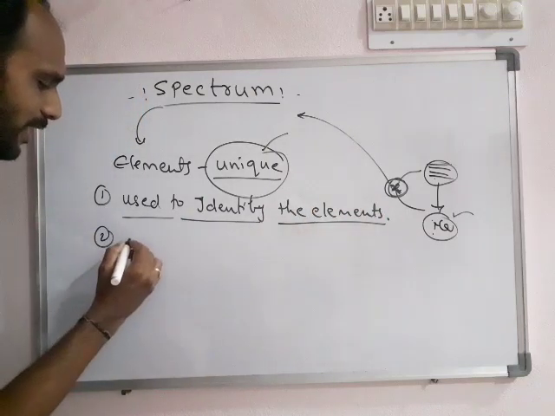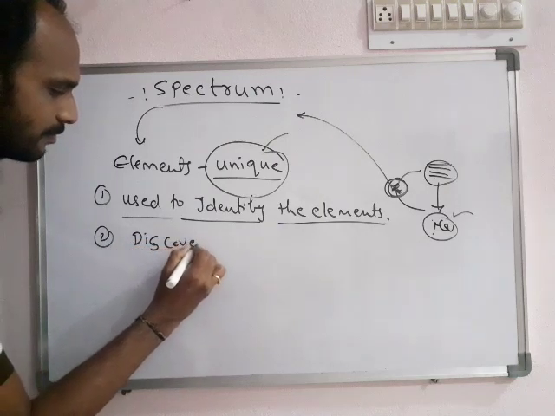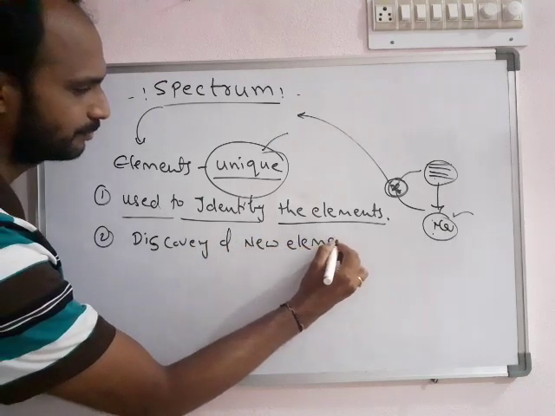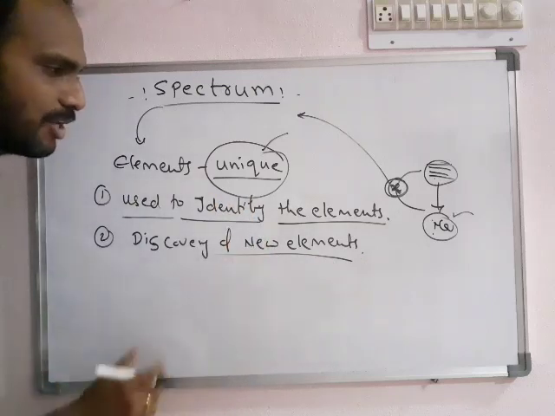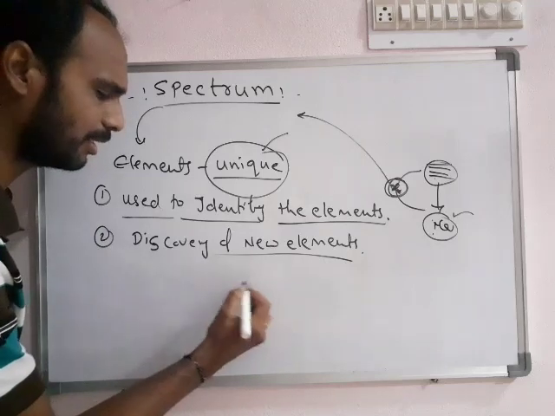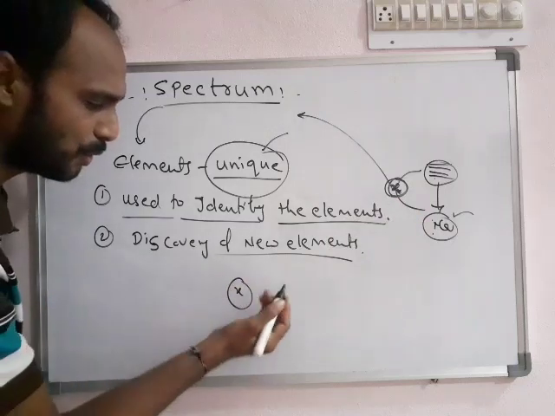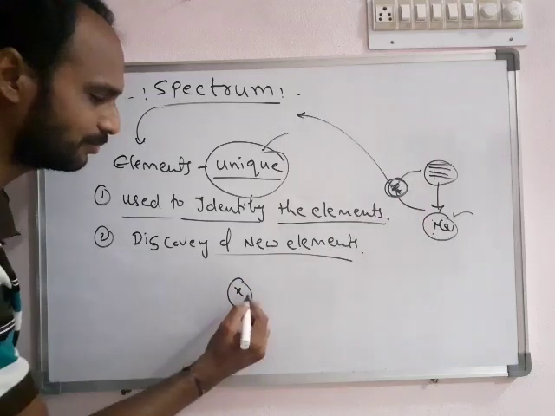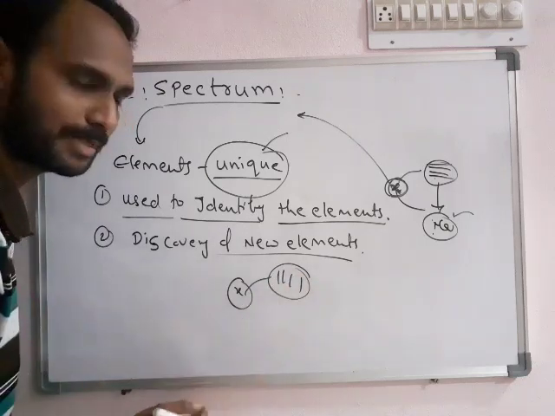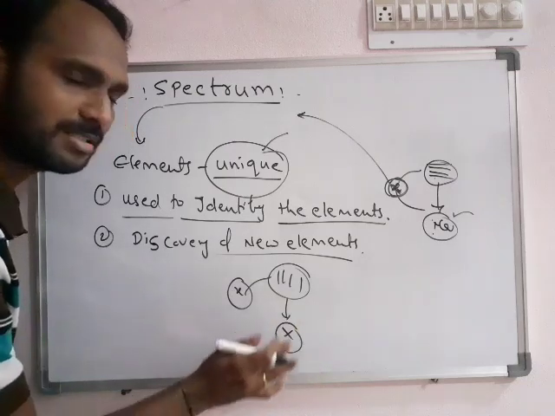And there is another very important use. It is also used in the discovery of new elements. For example, you got an X substance. In the same way, you don't know what that element is. You took its spectra and got some picture. It is not at all matching with any stored spectra.